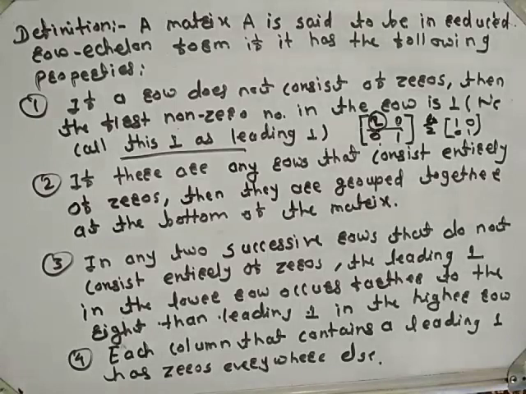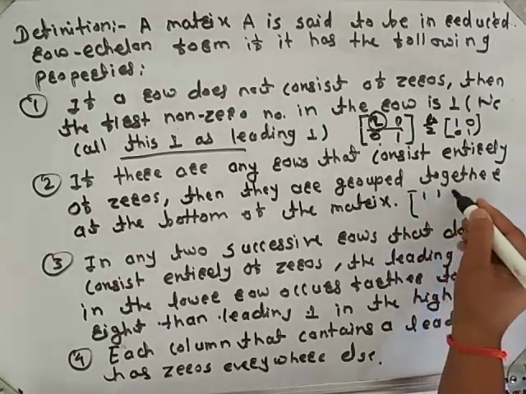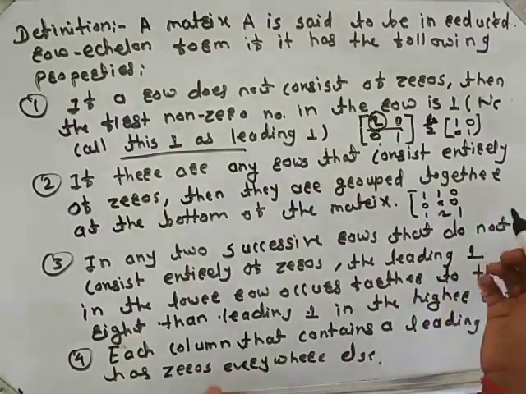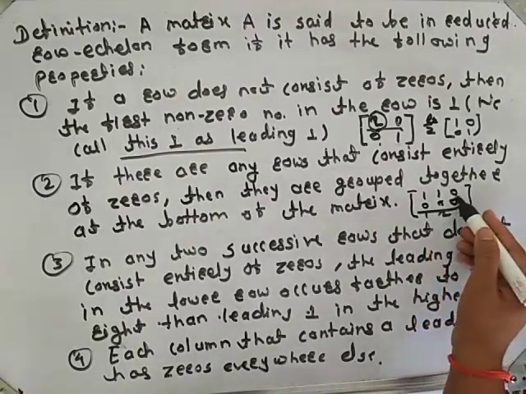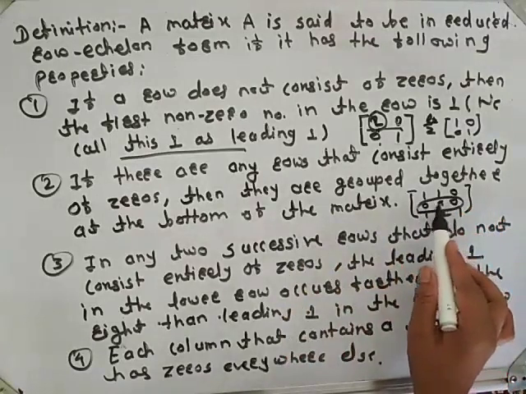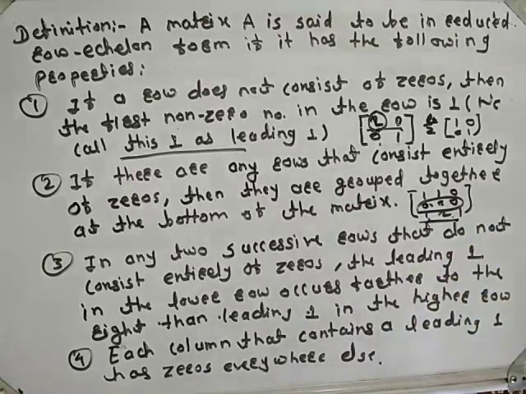Then this matrix will go into reduced row echelon form. Second is, if there are any rows that consist entirely of zeros, then they are grouped together at the bottom of the matrix. Means, if you have a matrix 1 1 0, 0 0 0, 1 2 1, and you want the row echelon form of this matrix, then you have to group this row together at the bottom. Means you have to interchange R2 and R3.